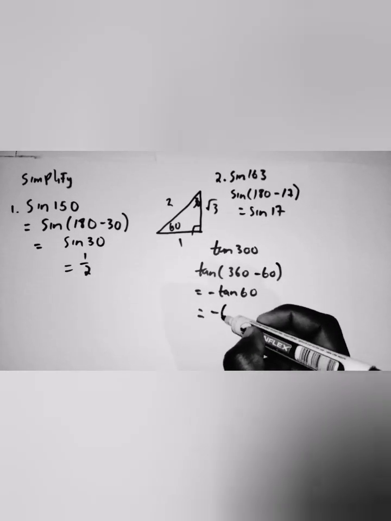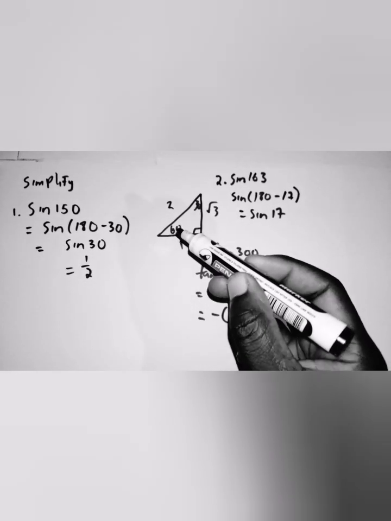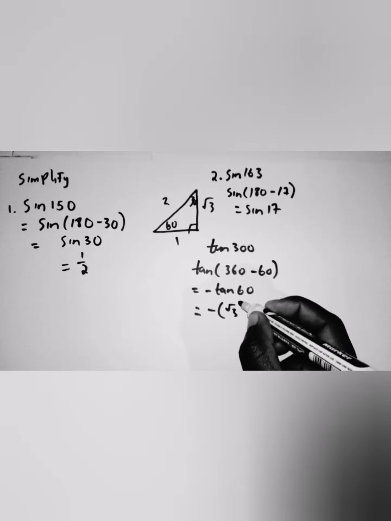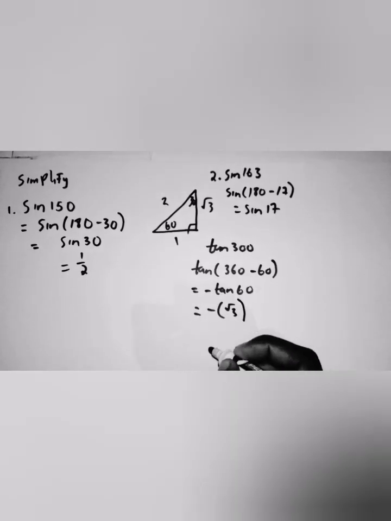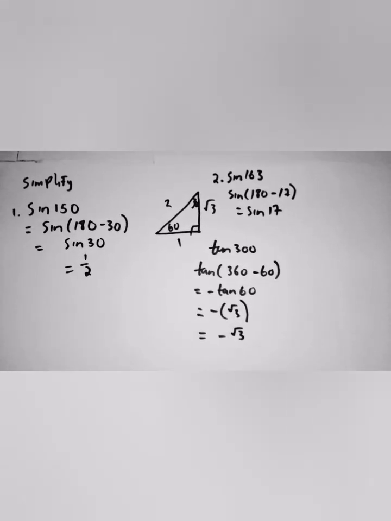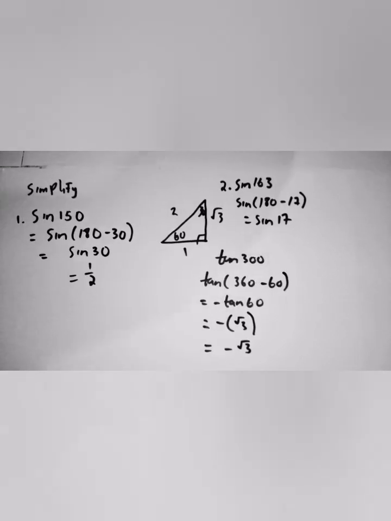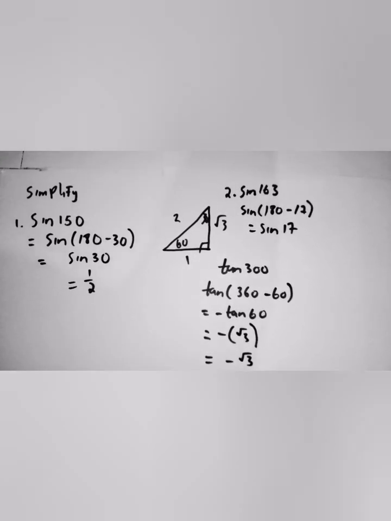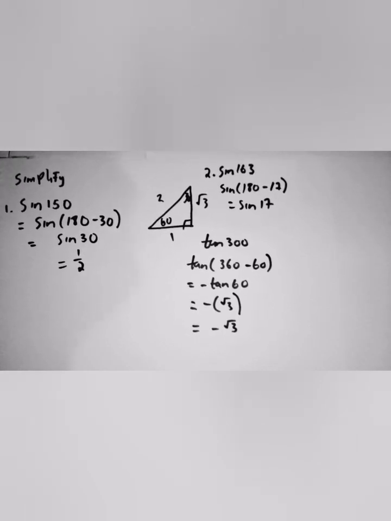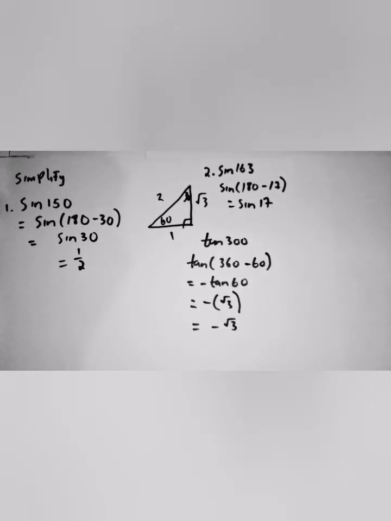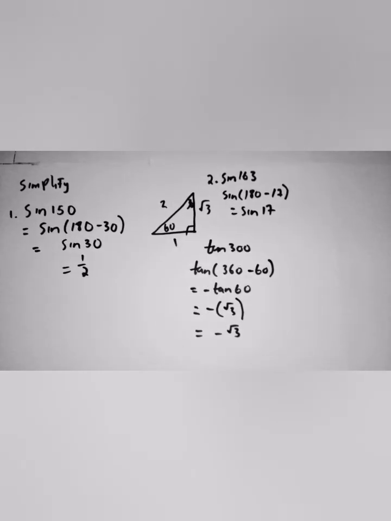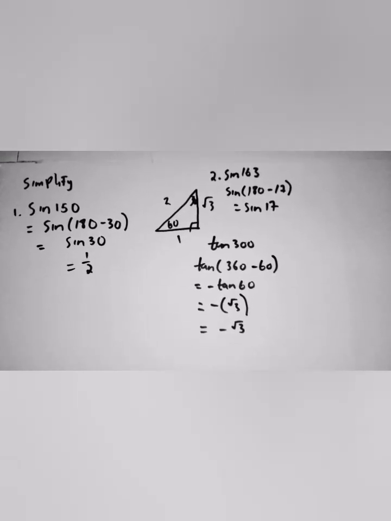So here our answer will be negative. Then tan, which is root 3 over 1, therefore root 3, is our answer. Then you get rid of the brackets, and you get negative root 3 as your answer. So we are reducing to special angles. I hope you are now getting the clue or understanding what we are doing here.